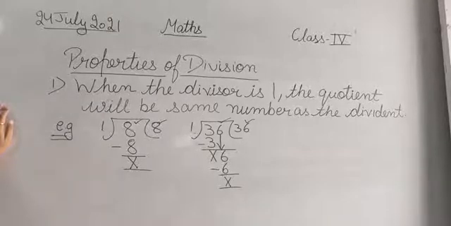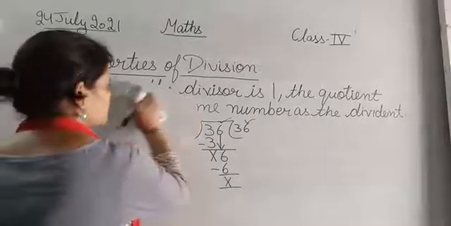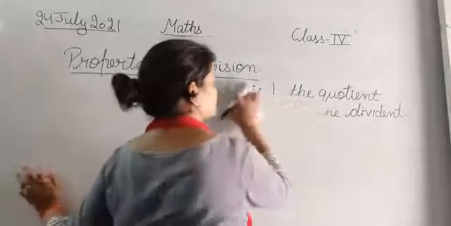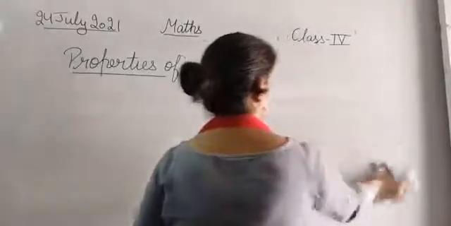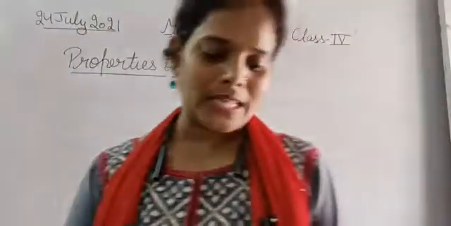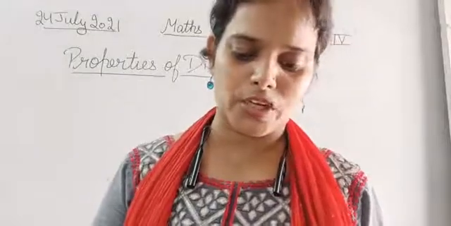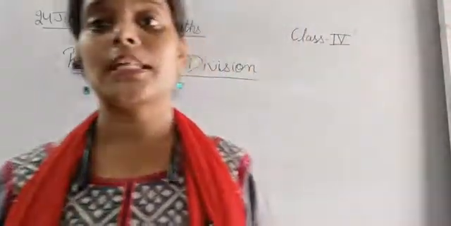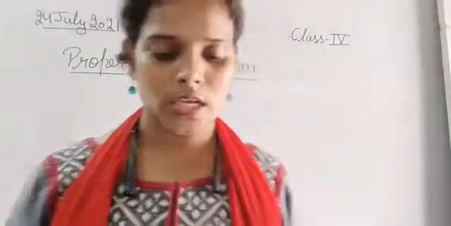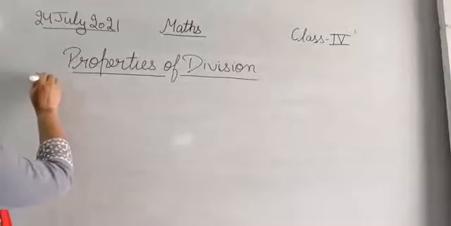Moving next to the second property of division. So now we are moving to the second property of division. Okay, so the second property is when the divisor is the same number as the dividend, the quotient will be 1. This is the second property, just opposite of the first one.